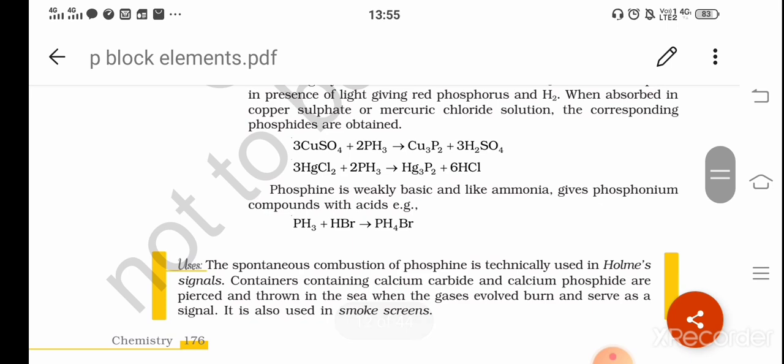Once again I am explaining this. In the Holme's signal, the spontaneous combustion of phosphine gives vapors of P4O10, the fumes, which are considered a Holme's signal as a covering gas. It is also used as smoke screens in sea voyages. There is a container in the ship containing calcium carbide and calcium phosphide, which can come in contact with seawater. The gas is released, which gives a burning red signal.